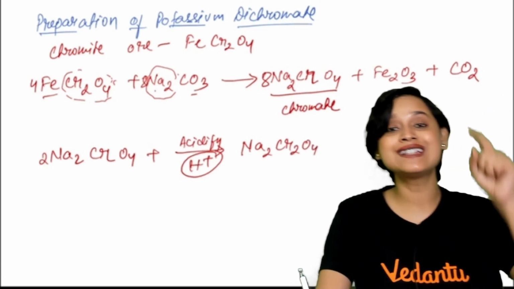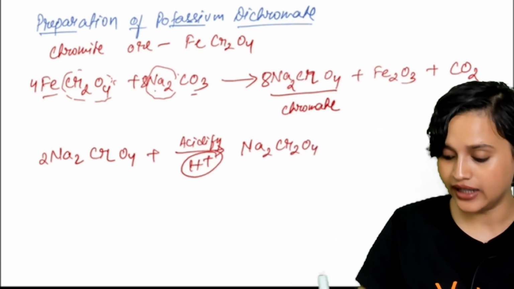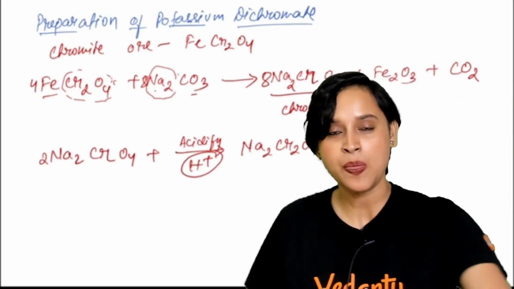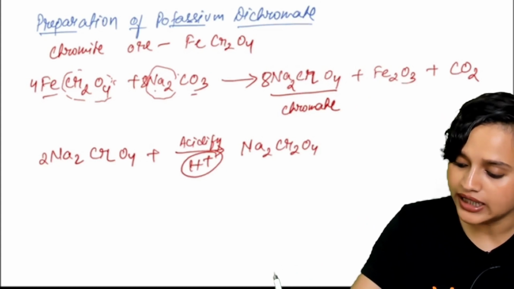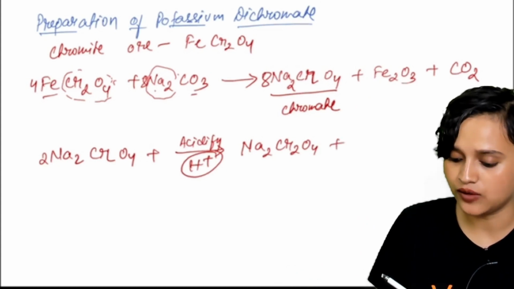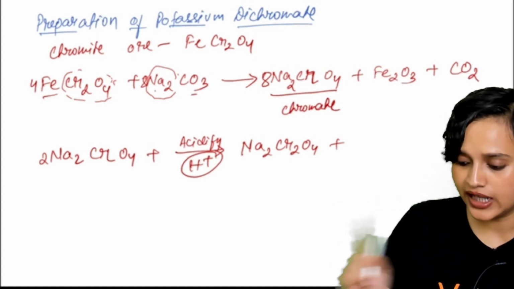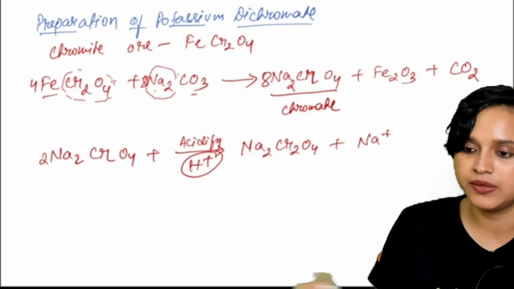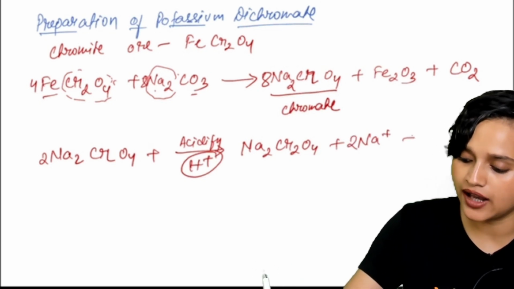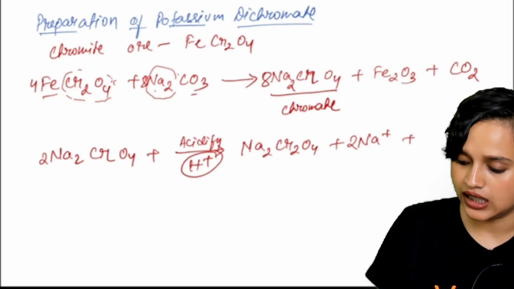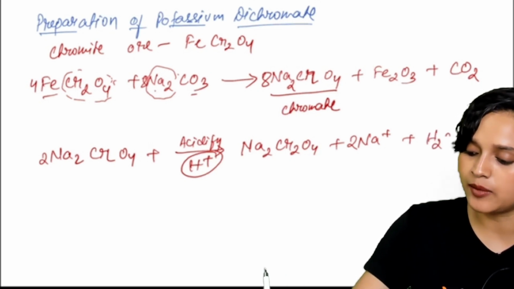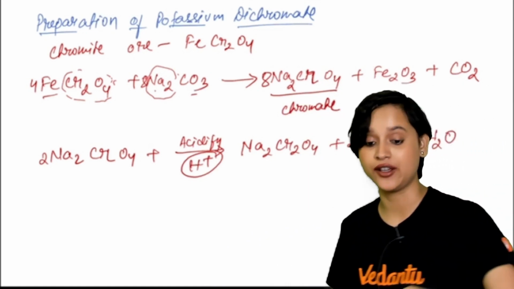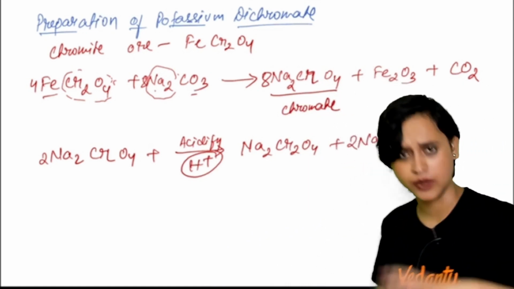Now after acidifying, we will get Na2Cr2O7. This time we are getting dichromate. Previously it was chromate, there was just one chromium. So this is your dichromate. After that, 2 Na plus ions are left, and since H plus is there, obviously some amount of H2O as well. Do you see that you still have sodium dichromate?